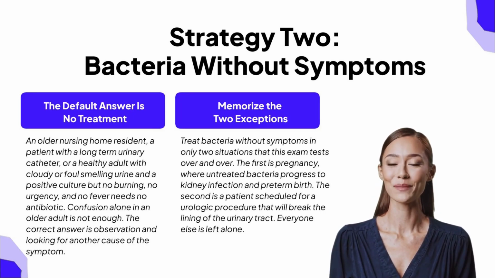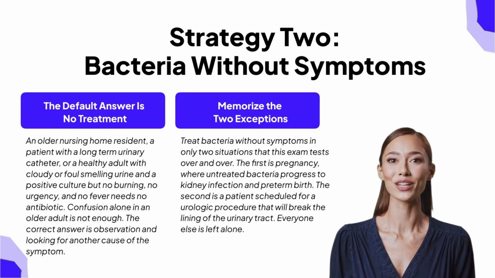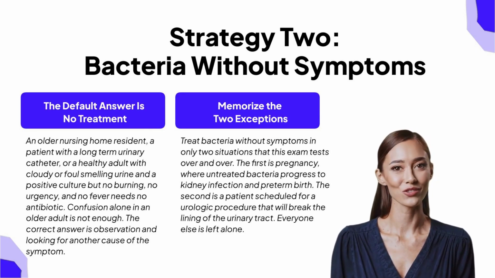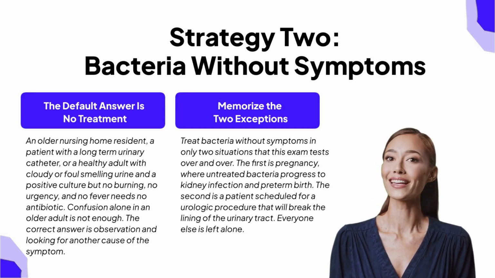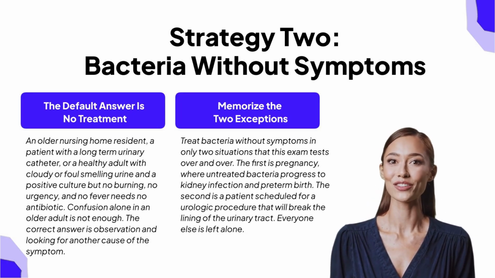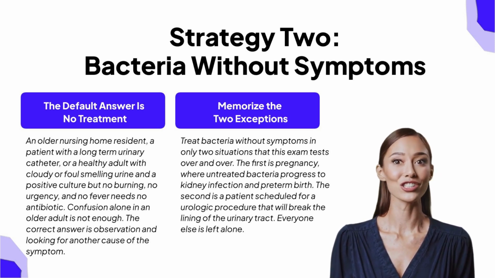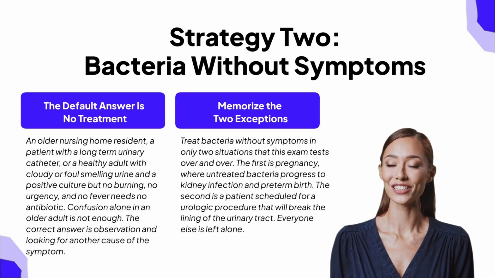Watch the confusion trap. An older adult who is a little confused, with a positive culture and no urinary symptoms, is not a urinary tract infection. Observe and look for another cause of the confusion, such as a medication, dehydration, or another infection. Now memorize the 2 exceptions. First, pregnancy, where untreated bacteria progress to kidney infection and preterm birth, so you screen and treat. Second, a patient scheduled for a urologic procedure that breaks the lining of the tract, treated beforehand. Every other patient is left alone.